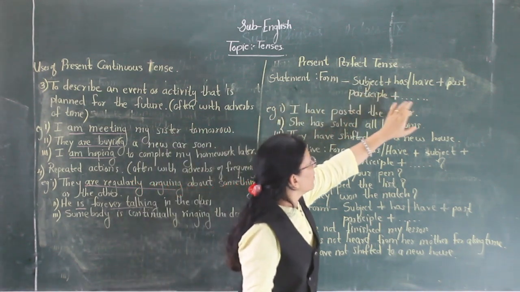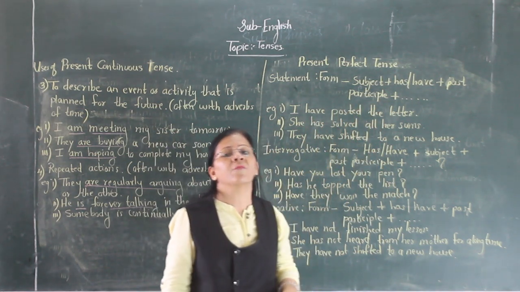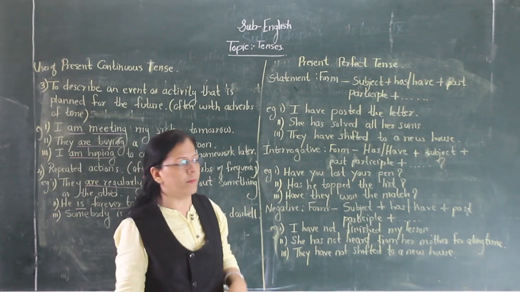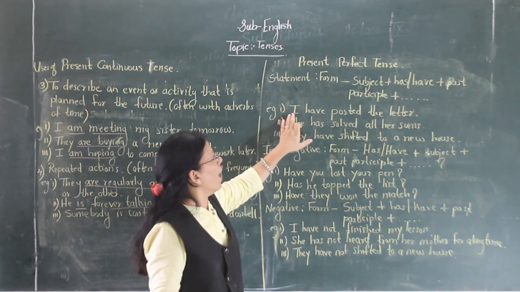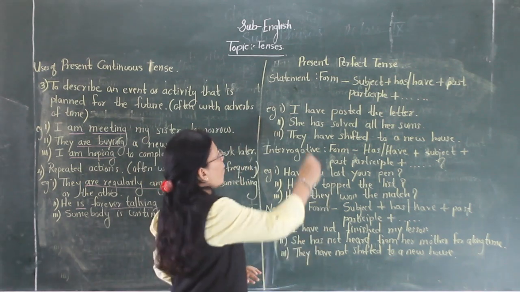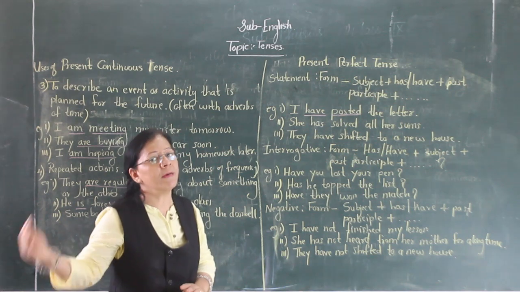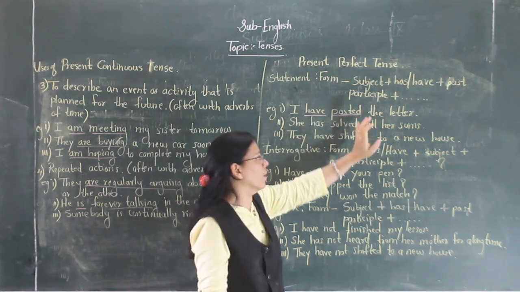So have or has plus past participle. Past participle, that is the third form of the verb. I have posted the letter. So, have posted: have plus V3. Post, posted, posted. V3 form of the verb.